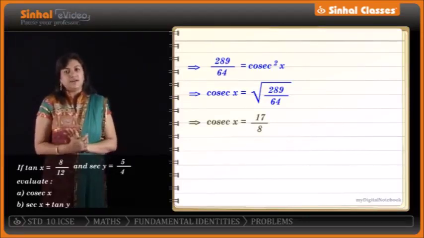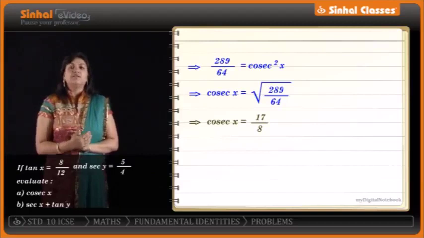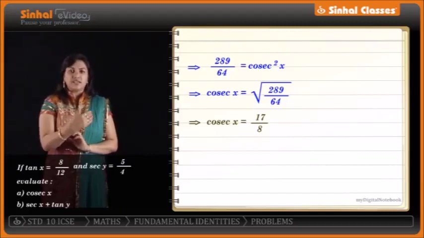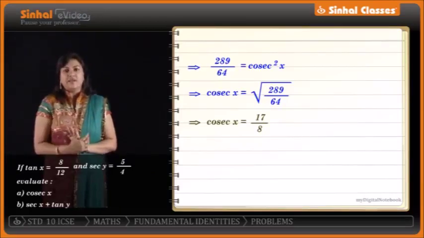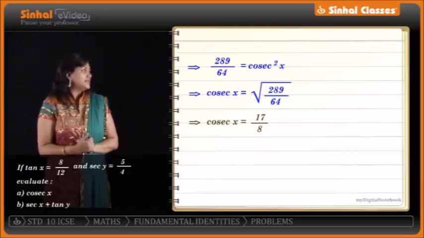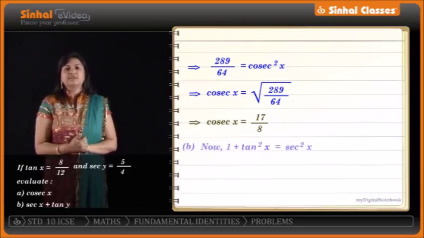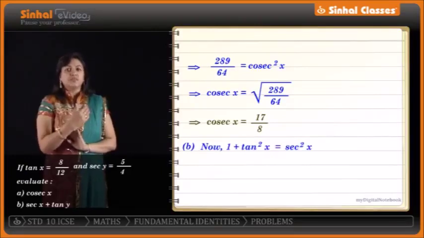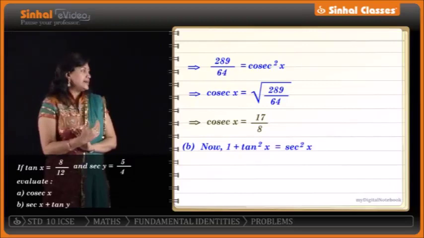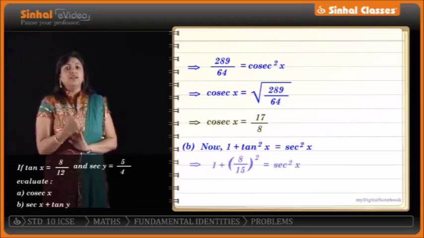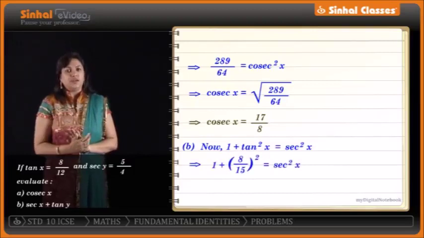Now the second part here, we want to evaluate sec x plus tan y. To do this, we first need to find the value of sec x and tan y. Let's take for sec x. We have the formula 1 plus tan square x is equal to sec square x. So we substitute tan x as 8 upon 15. Now the square of that would be 64 upon 225.